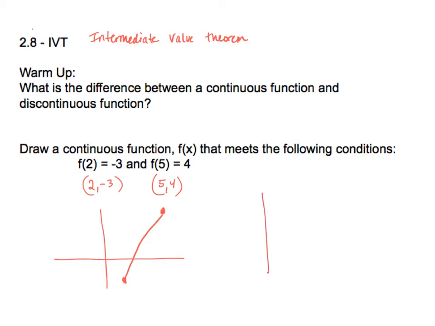Or I could have something more complex. Two points, same ones, (2, negative 3), (5, 4). And maybe I'd do something like that, right? Both of them are functions. Both of them would pass the vertical line test. But there's lots of options. The intermediate value theorem will investigate these two different ideas here.